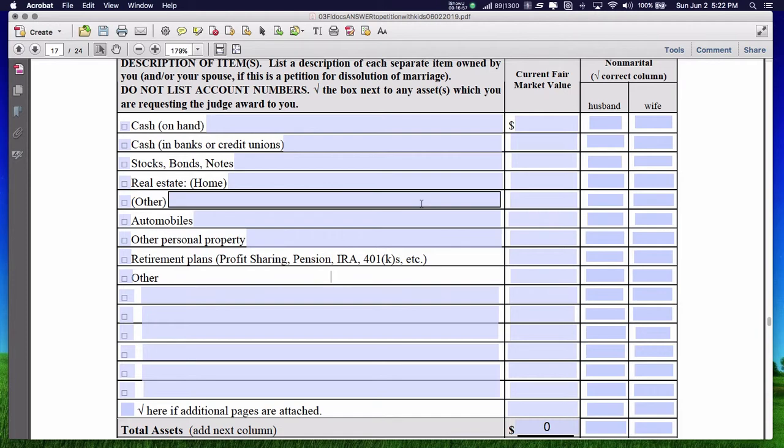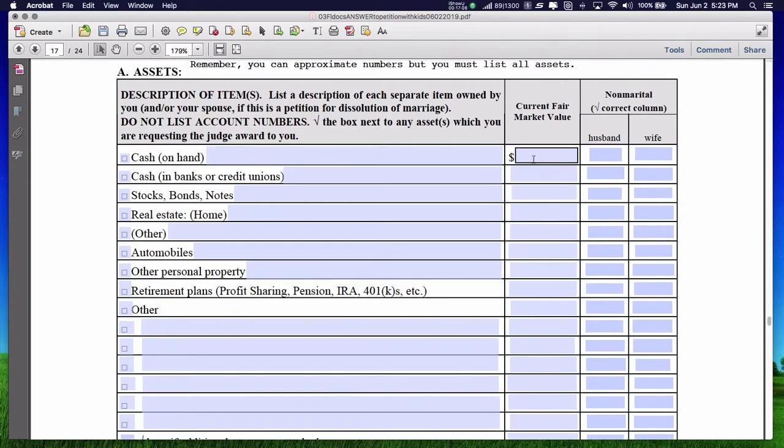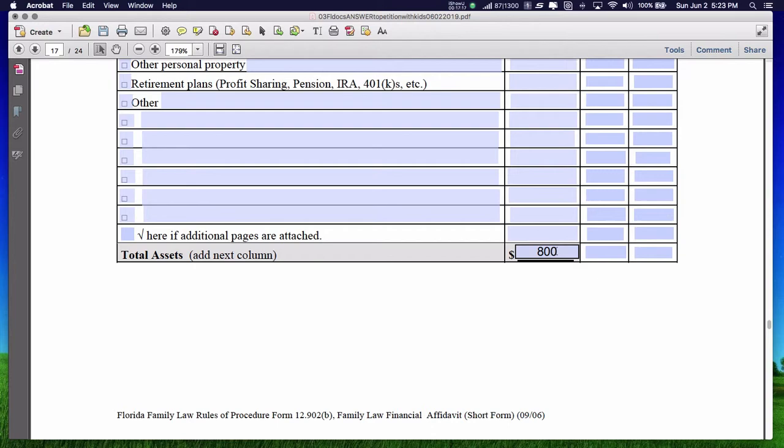As it pertains to amounts, I've put throughout this that approximate numbers are fine. You have to list the assets, but you can approximate the numbers. And this thing will do the math for you. Let's say you got $300. You can check these boxes. It's not absolutely necessary. Cash in the bank, you've got $500 in the bank. Look, it's doing the math for you.